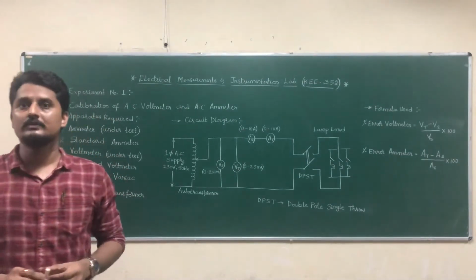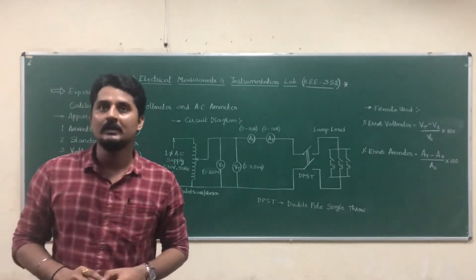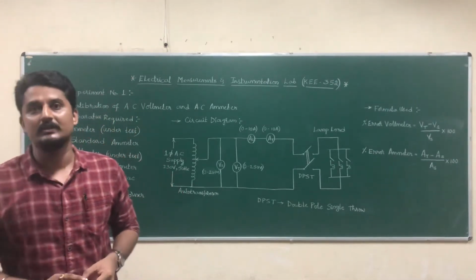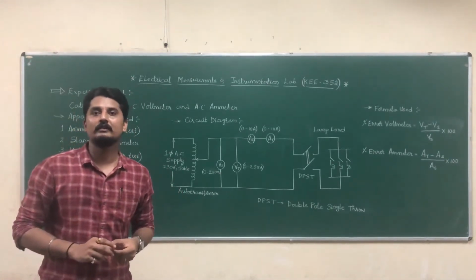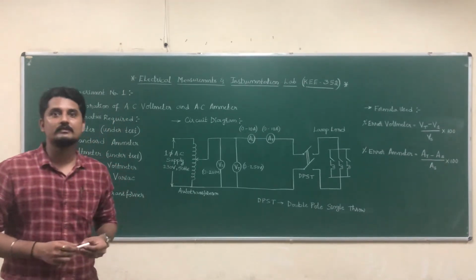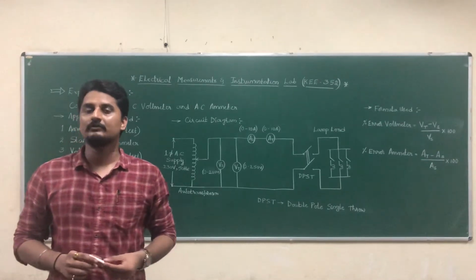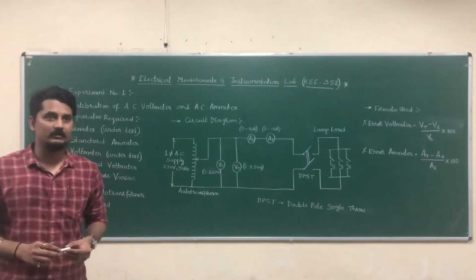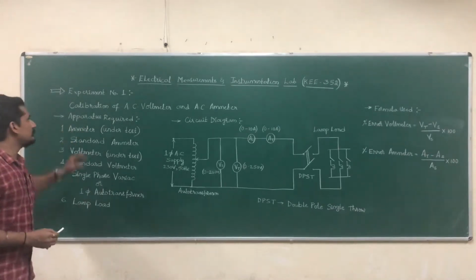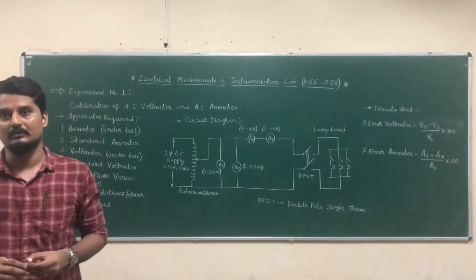Good afternoon, dear students. In today's class, we'll discuss experiment number 1 in the Electrical Measurements and Instrumentation Lab. The subject code for this is KEE352. The first experiment in this lab is calibration of AC voltmeter and AC ammeter.